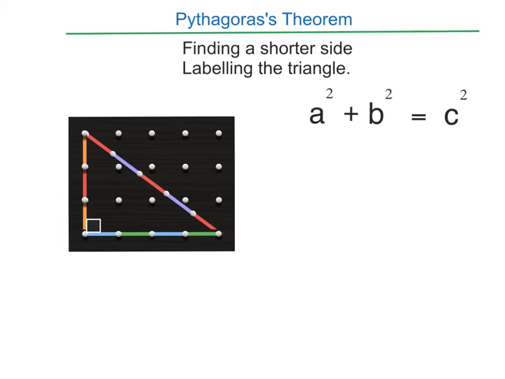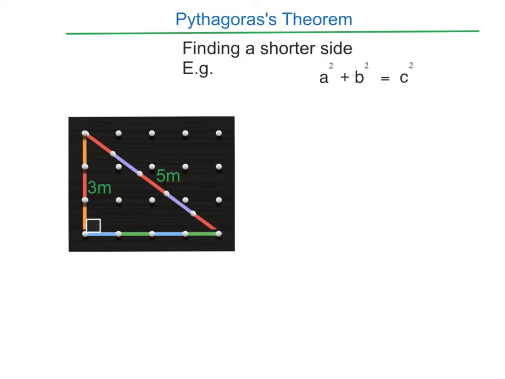In this video, we're using Pythagoras' theorem to find out the length of a shorter side. So these two sides here next to the right angle are two shorter sides. The longer side is the hypotenuse. The first thing I'm going to do is label the sides. This longer side here is C, and the other two are A and B. It doesn't matter which one's A and which one's B.